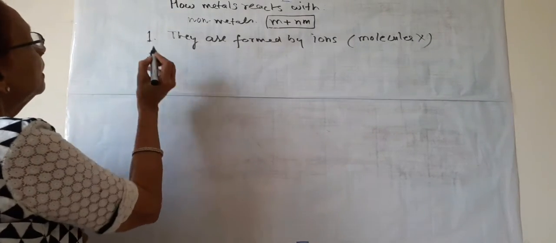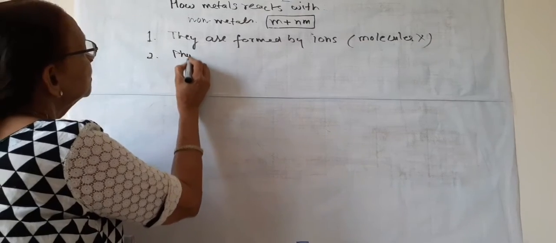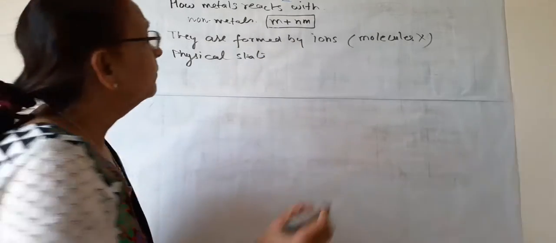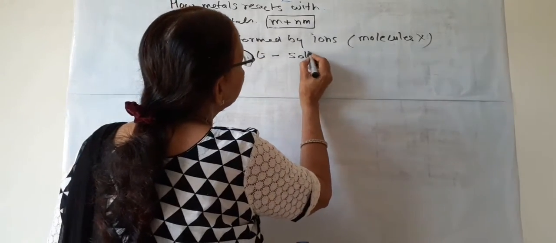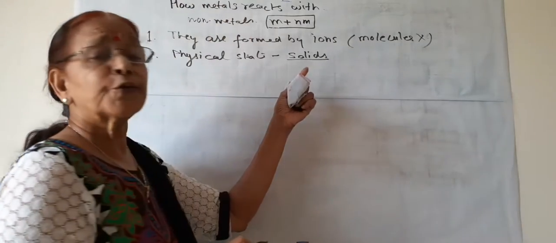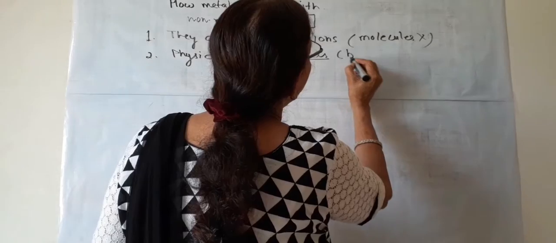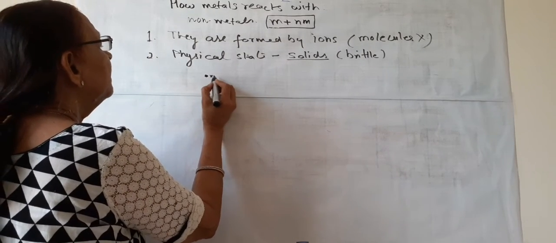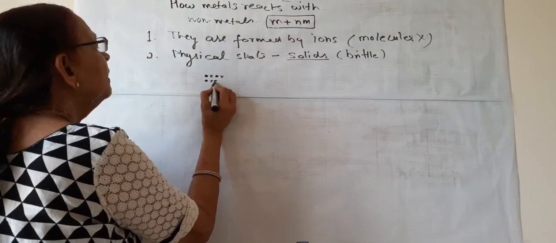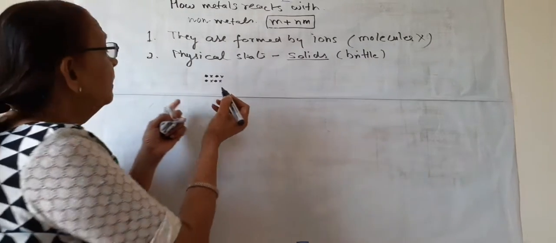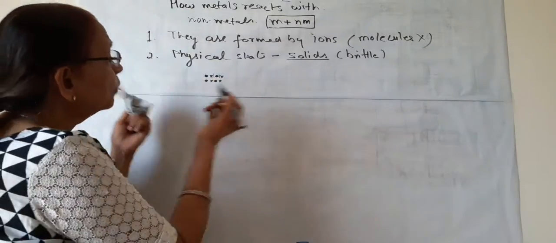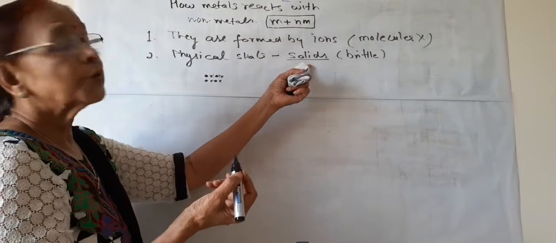The second is about their physical state. Whether they are solid, liquid or gases, they are very much solids. And these are strong solids, but they are brittle. Why are they solids? Suppose cation, anion, cation, anion, cation, anion. They are so close to each other that there is no space between them. So the closer the ions, the more solid they are.